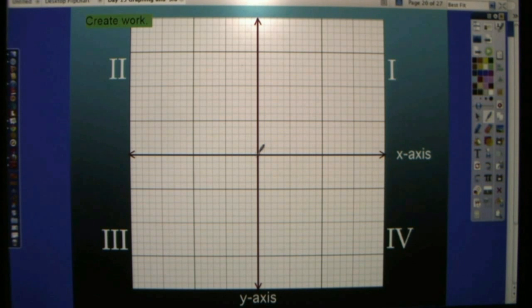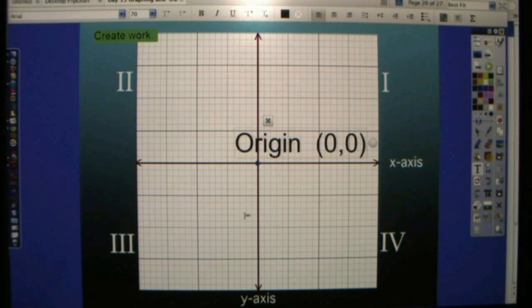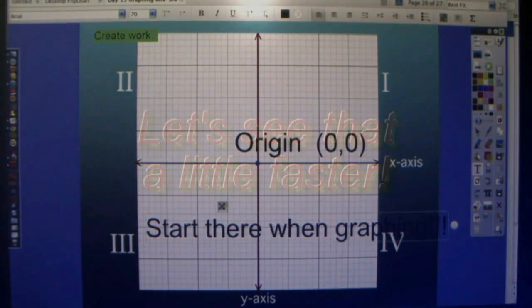Now, what is this point called? You need to know this. I think I know. I think you know. It's the origin. 0, 0 is the origin. That's where the x and y axis meet. When graphing or plotting points on the graph, you should always start there. Start there when graphing, the Cartesian coordinate system.